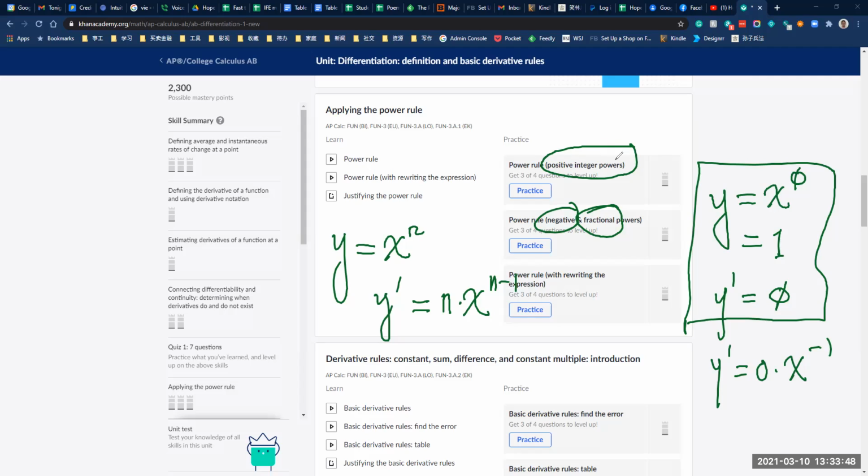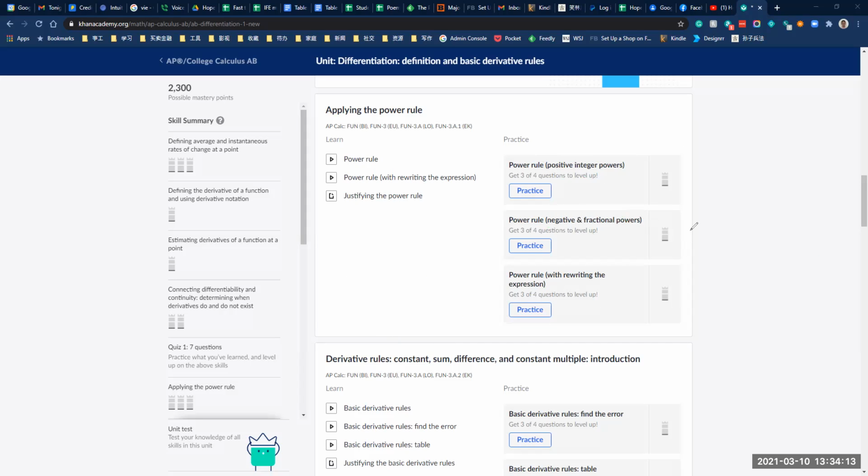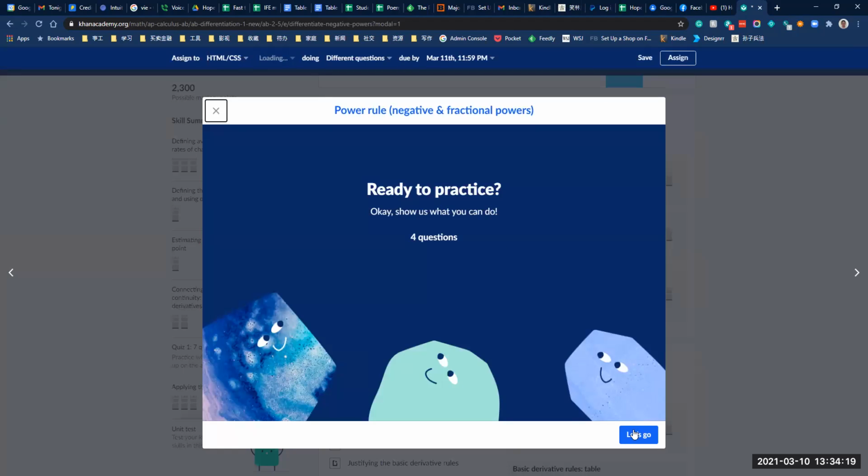Whether it's a positive integer or negative integer or fraction really doesn't matter. It all just follows this rule. And later on, you'll find this rule actually applies to any real number, not just the integers or fractions. Okay, so let's look at the practice problems. Go to practice. All right, let's go.